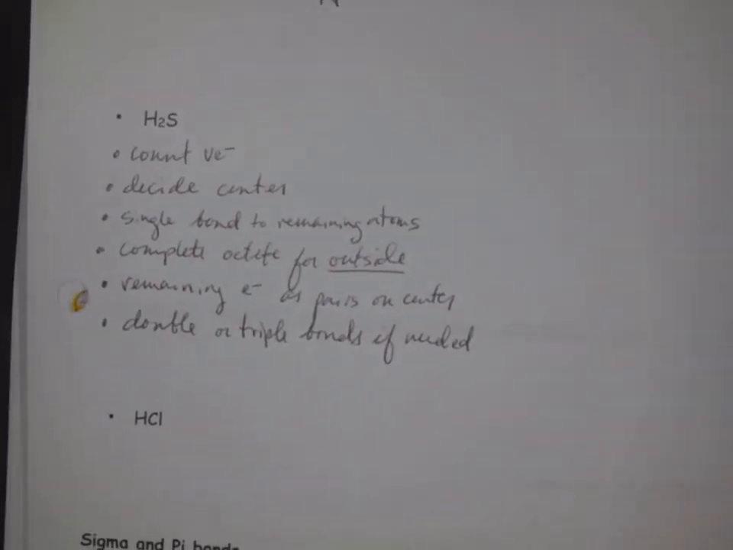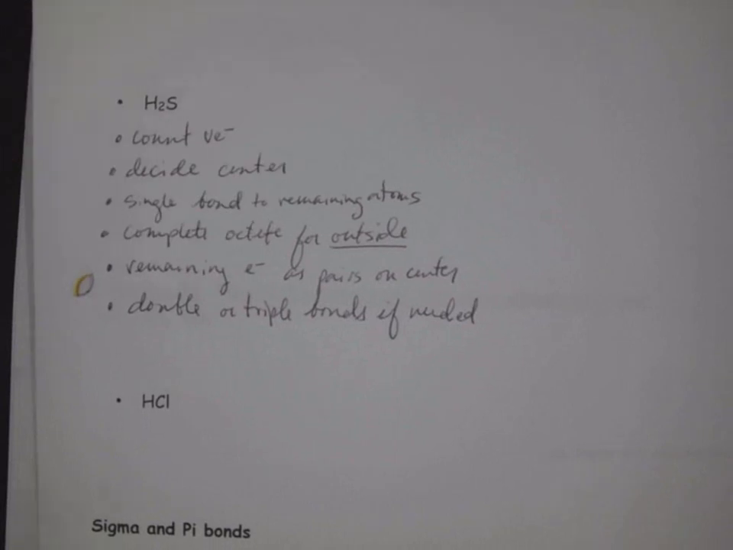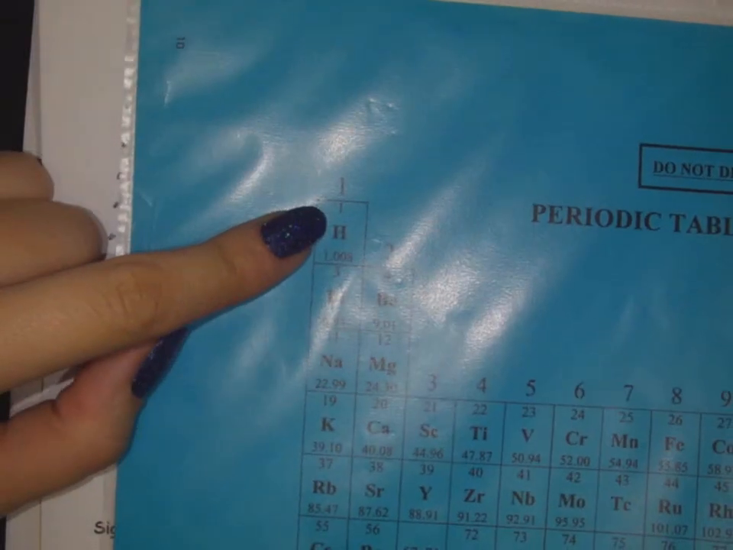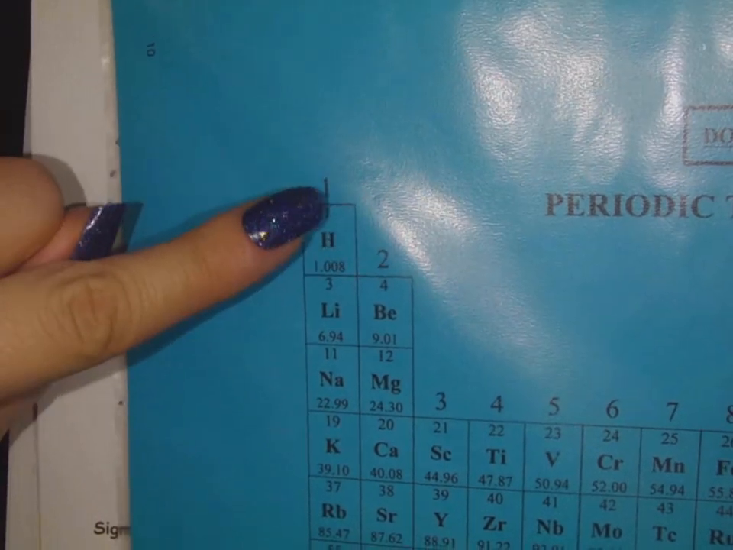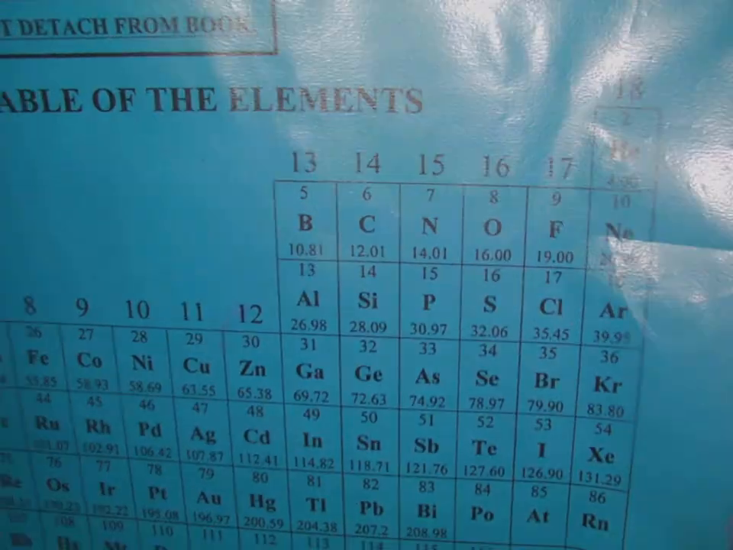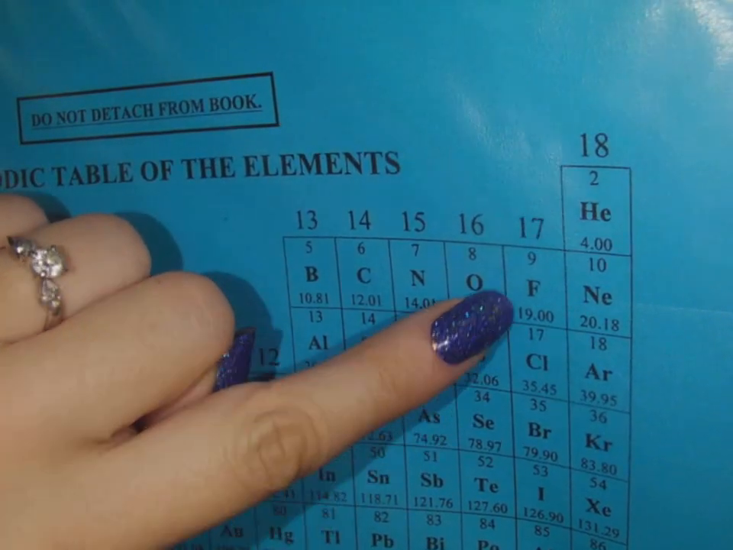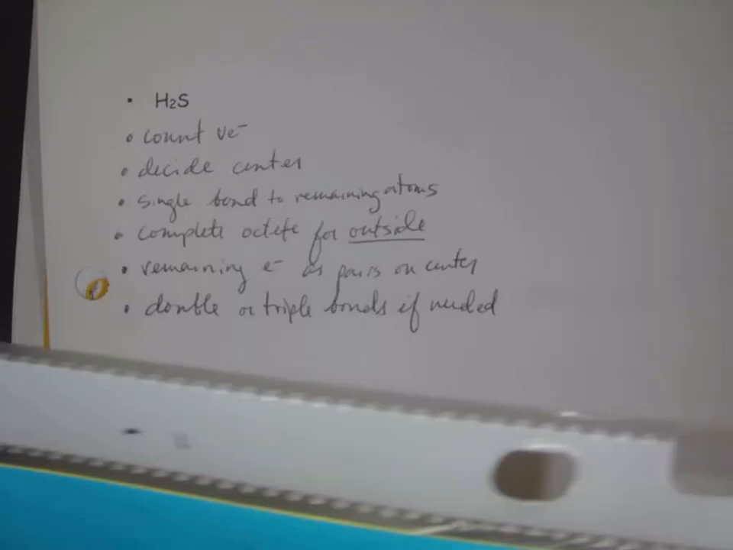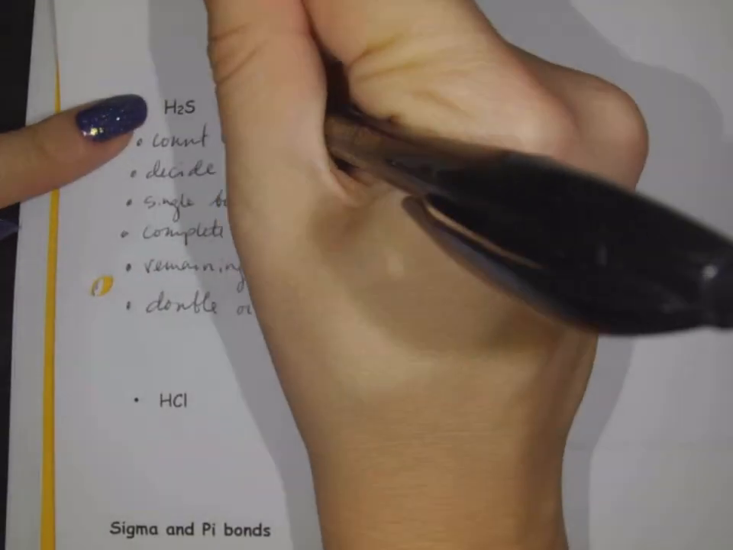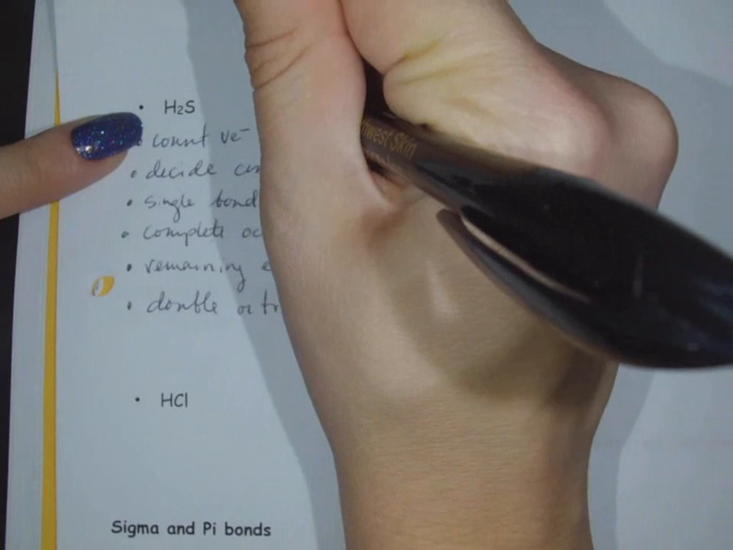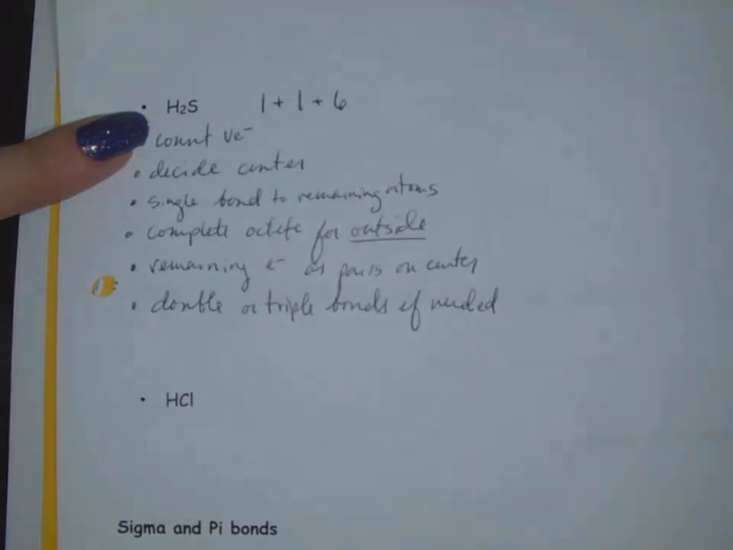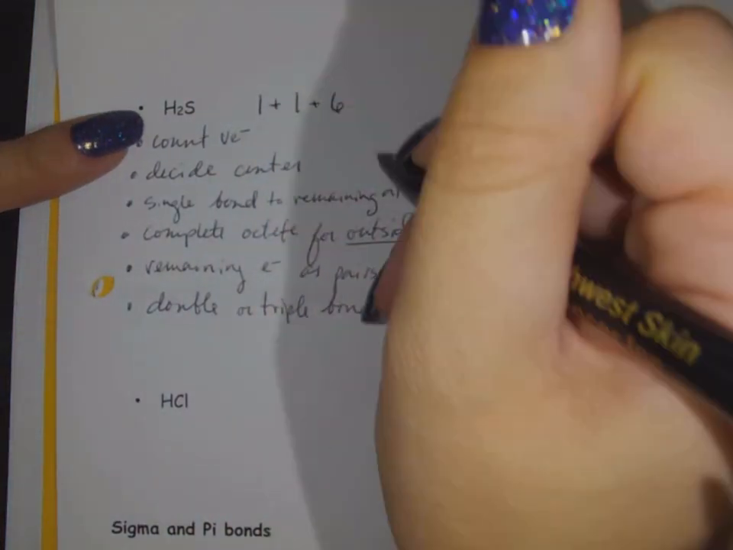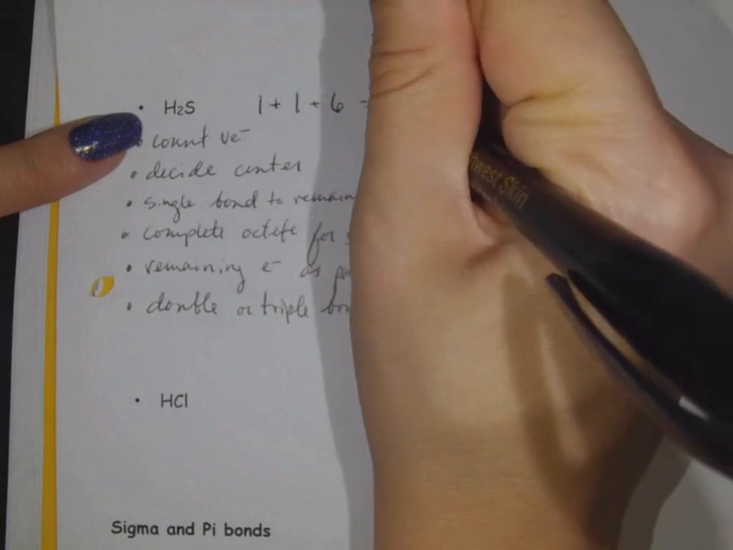So, step 1, count valence electrons. I have 2 hydrogens and 1 sulfur. Each of those hydrogens is in group 1, so they have 1 valence electron. Sulfur is in group 16, so it has 6 valence electrons. So I have 1 valence plus 1 valence plus 6 valence, each of the hydrogens plus the sulfur, so we get 8 valence electrons.